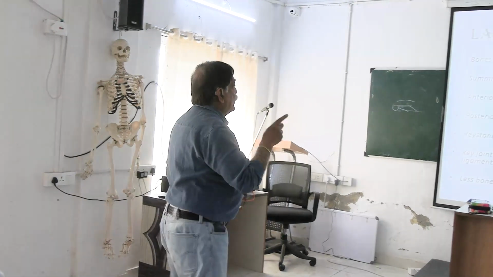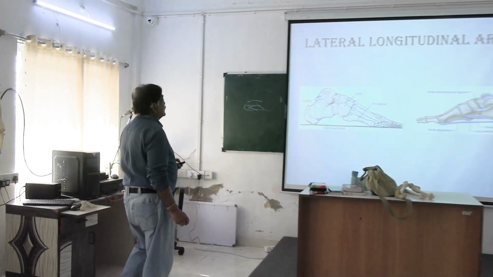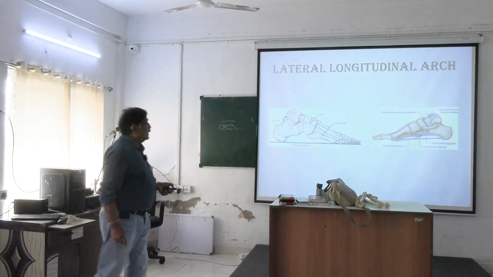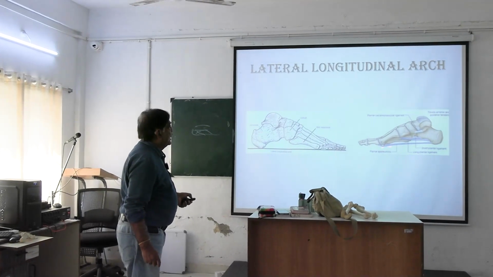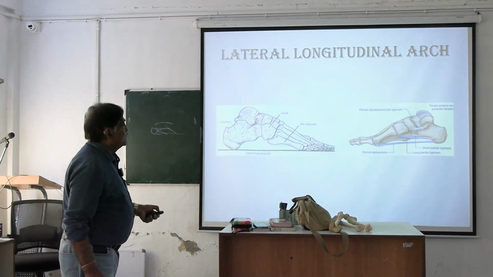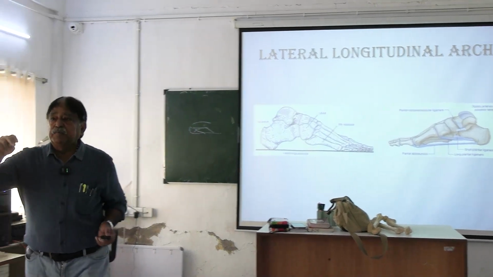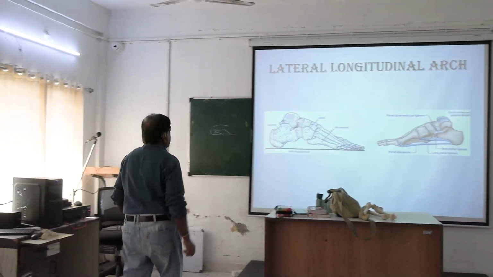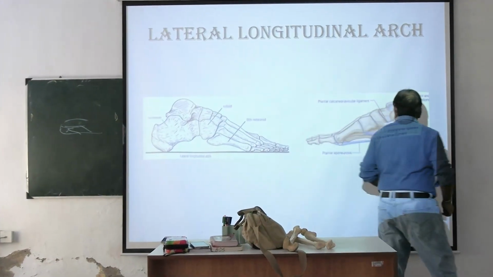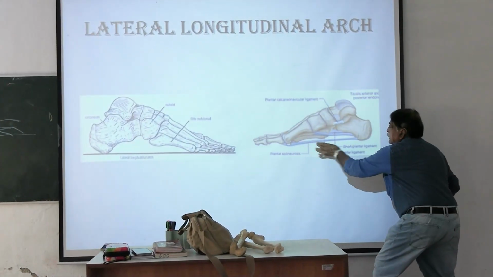Now, where we are going next is the lateral longitudinal arch. And you see the ligaments, see how it is holding. This is the plantar aponeurosis. Plantar aponeurosis, this fat. See, this is the plantar aponeurosis. Now, there will be fat cushioning.